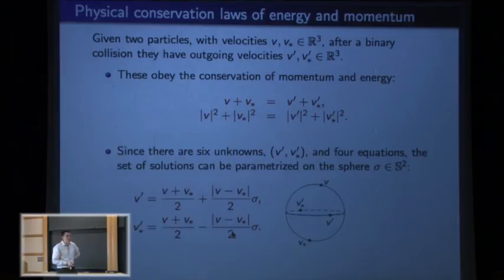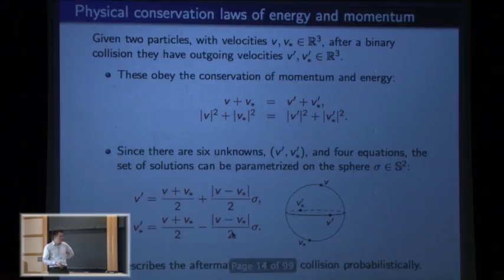Since there are 6 unknowns and 4 equations, the set of solutions can be parameterized by the sphere, and there are several parameterizations of these so-called post-collisional velocities. This is one of them. So you have a 2-parameter family of solutions to this problem, and you can interpret this as describing the aftermath of a binary collision probabilistically. Yes?